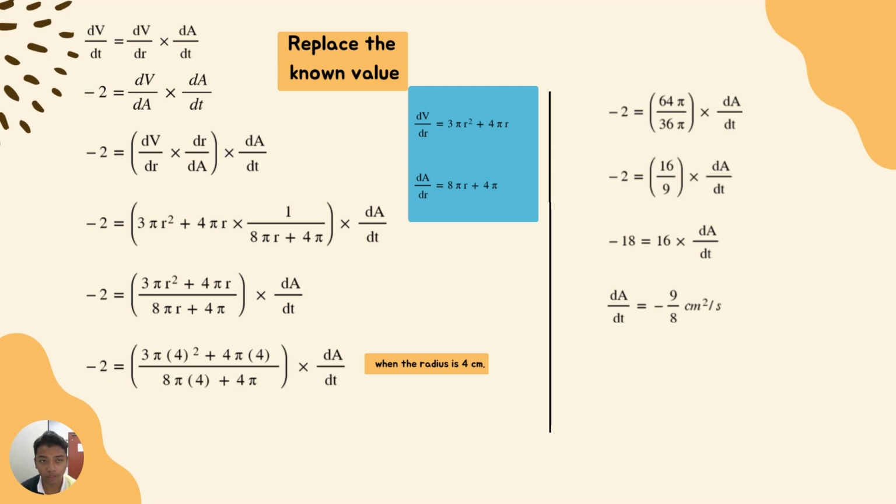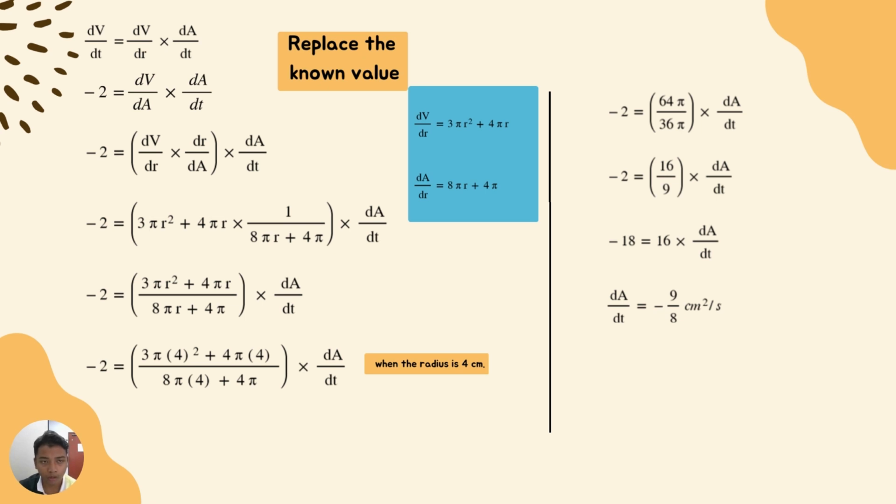Now, after we wrote down the formula, we need to replace the known values. We already have the value of dV over dt, which is negative 2. And for dV over dA, we don't have the exact value of it. So we need to expand it to the form of dV over dr times dr over dA. Surprisingly, we already have these two values. dV over dr we already have, which is 3 pi r squared plus 4 pi r. And dr over dA we have, but it's in reverse. So we need to write 1 over 8 pi r plus 4 pi.